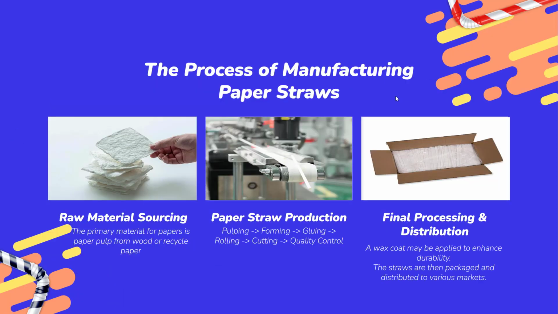Let's move on to the process of manufacturing paper straw. We first go from raw material sourcing to paper straw production. It includes pulping, forming, rolling, cutting, quality control, and then final processing. A coating may be applied to enhance durability. The straws are then packaged and distributed to various markets.